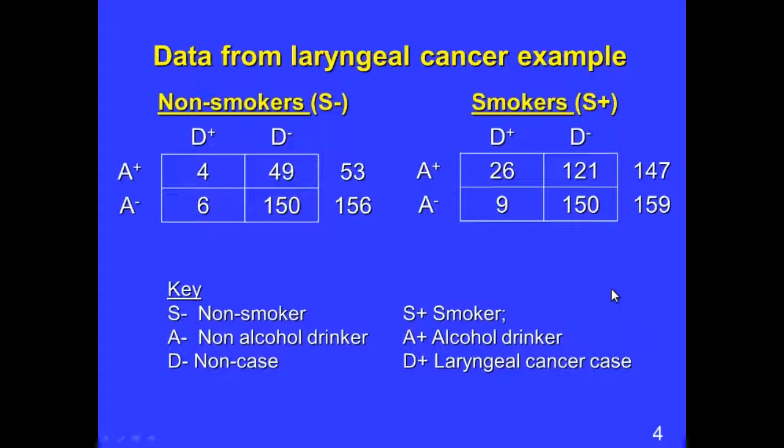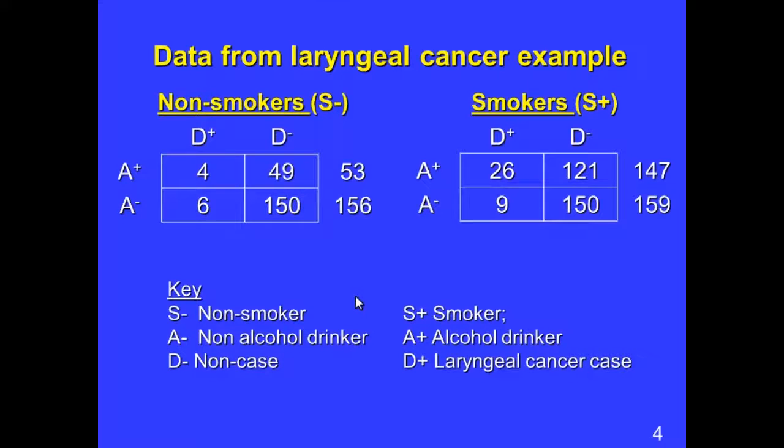So here's our data. These data are what you have seen before, and this is simply the stratified data, stratified in terms of non-smokers and smokers. S refers to smoking or not: S minus non-smoker, S plus smoker, A minus non-drinker, A plus alcohol drinker, D minus for disease non-case, D plus laryngeal cancer case. So that's the terminology we're going to be using.